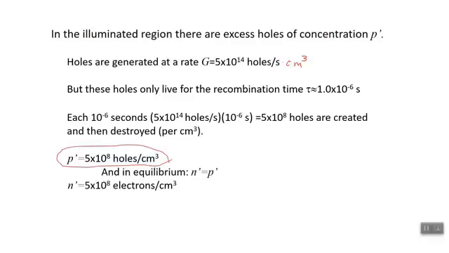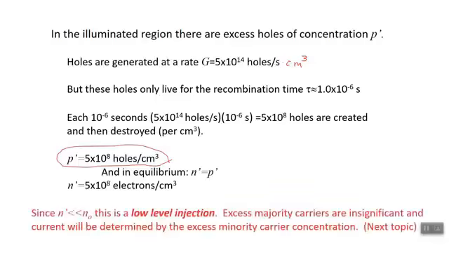So the excess electron concentration is also 5 times 10 to the 8th electrons per cubic centimeter. Now compare that to the electron concentration that we have, which is, what was that, 10 to the 17th? And it's a lot less. So really the excess electron concentration is irrelevant. And when that's the case, you call that low-level injection.